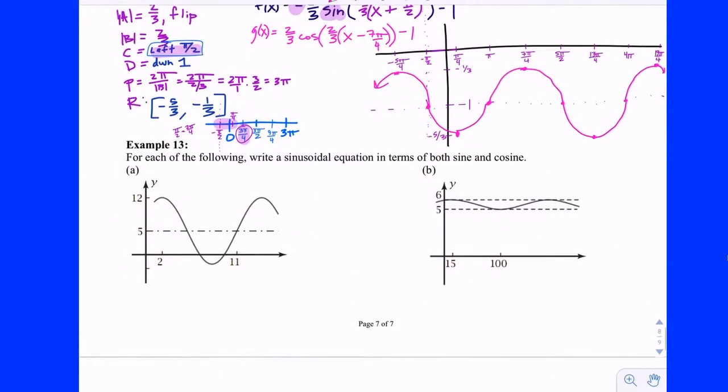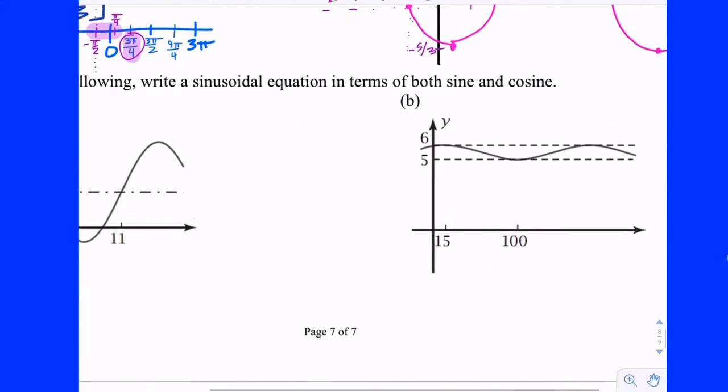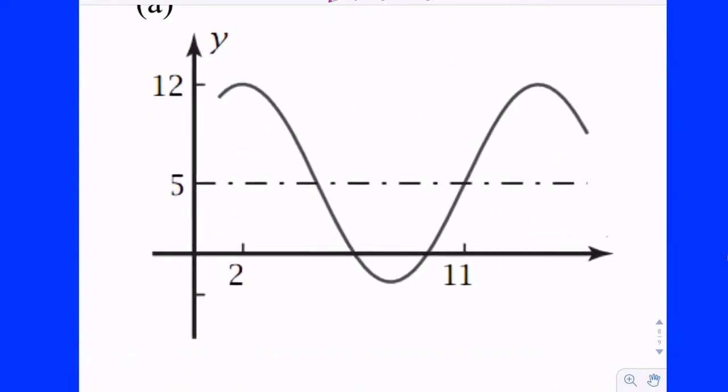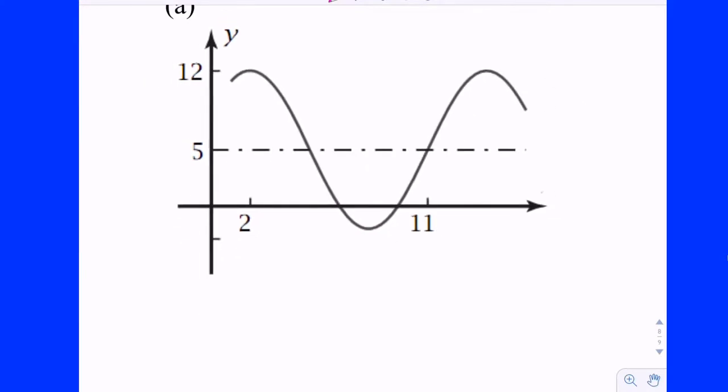Okay, now like the warm-up, we're going to write equations from the graph. For each of the following, write a sinusoidal equation in terms of sine or cosine. Okay, there's a graph. Is that a graph of sine or cosine? It doesn't matter. It could be either one, right? They're both sinusoids. Notice there's very few things that are labeled here.